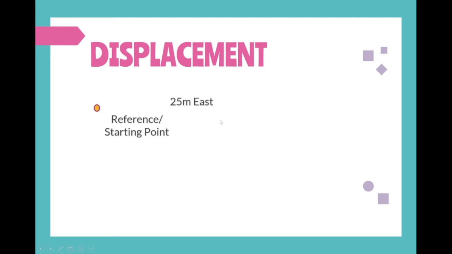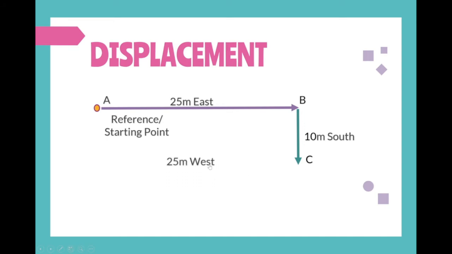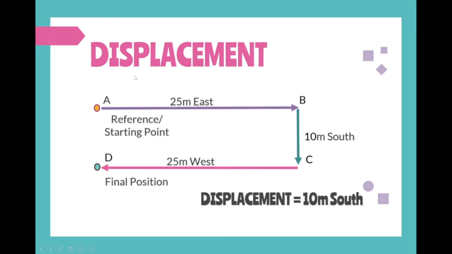Suppose that a body moves 25 meters to the east, moving from point A to point B. Then it moves 10 meters south, moving from point B to point C. Lastly, it moves 25 meters to the west, moving from point C to point D at final position. The displacement must be 10 meters south. But how did we get 10 meters south?